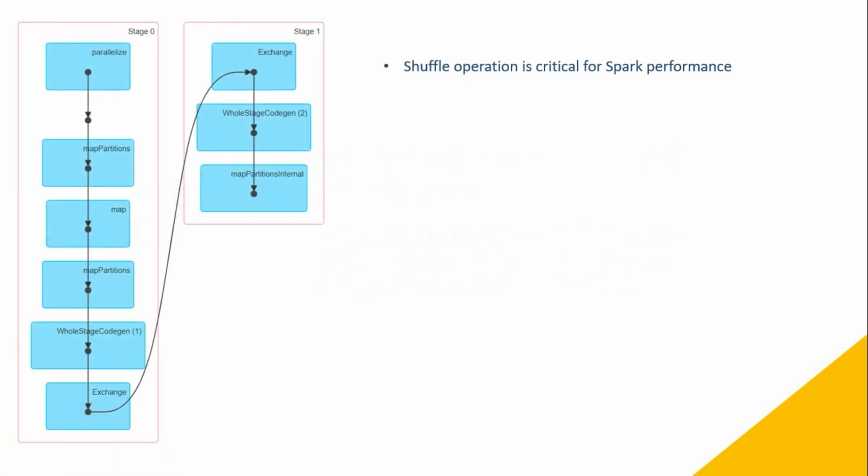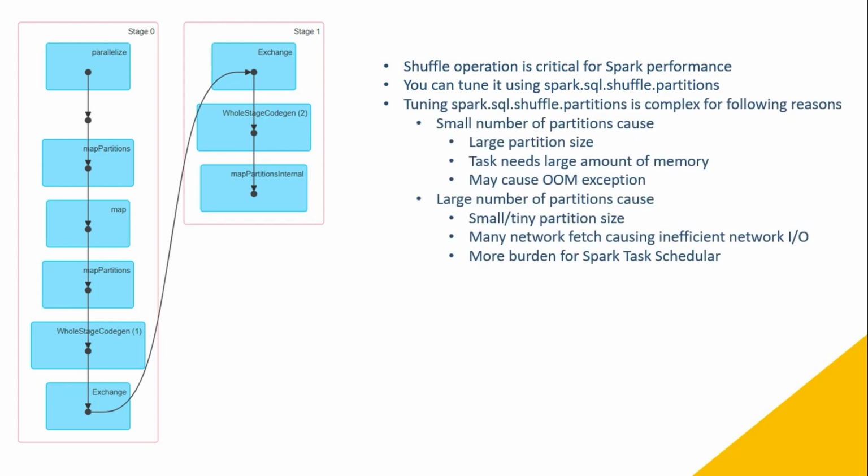Let me quickly summarize it for you. Spark shuffle sort has a critical impact on Spark query performance. One fundamental tuning property of shuffle operation is the number of output partitions. You can set this number using spark.sql.shuffle.partitions. However, it is almost impossible to know the best number because it depends on your data size and other factors. We have 2 problems here.